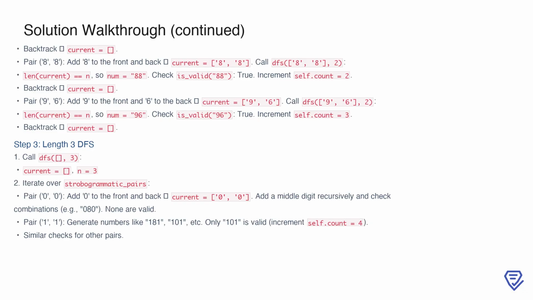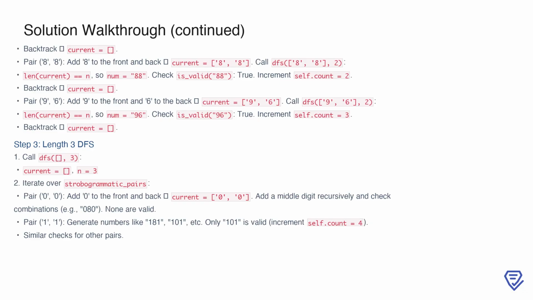Next, we consider the pair 9, 6, which creates the number 96. This is also valid, so we increment the count to 3 and backtrack again. Once we complete the DFS for length 2, we move on to generating strobogrammatic numbers of length 3.